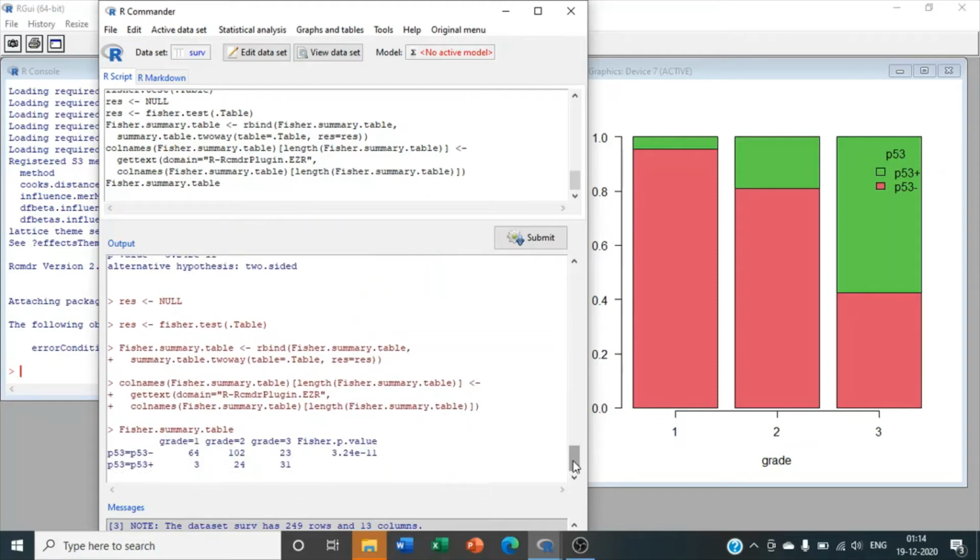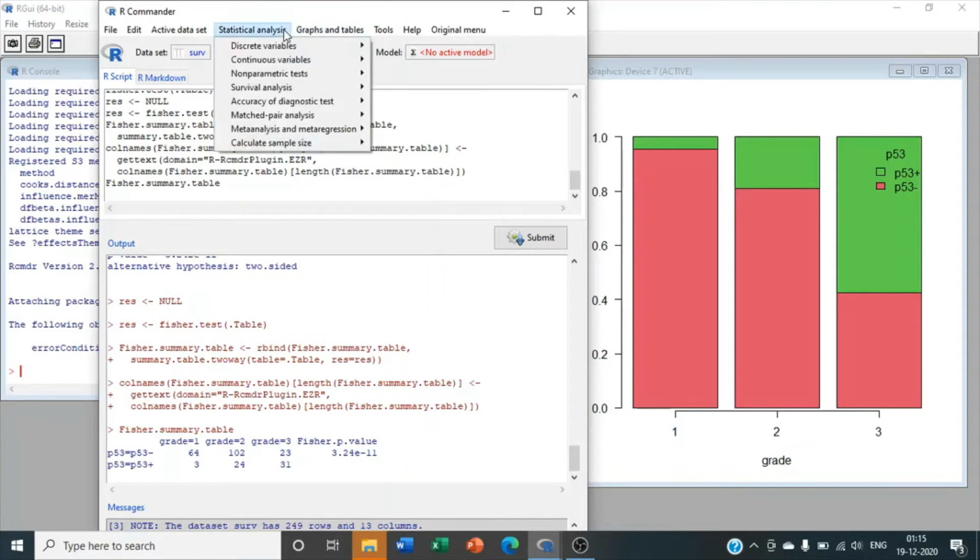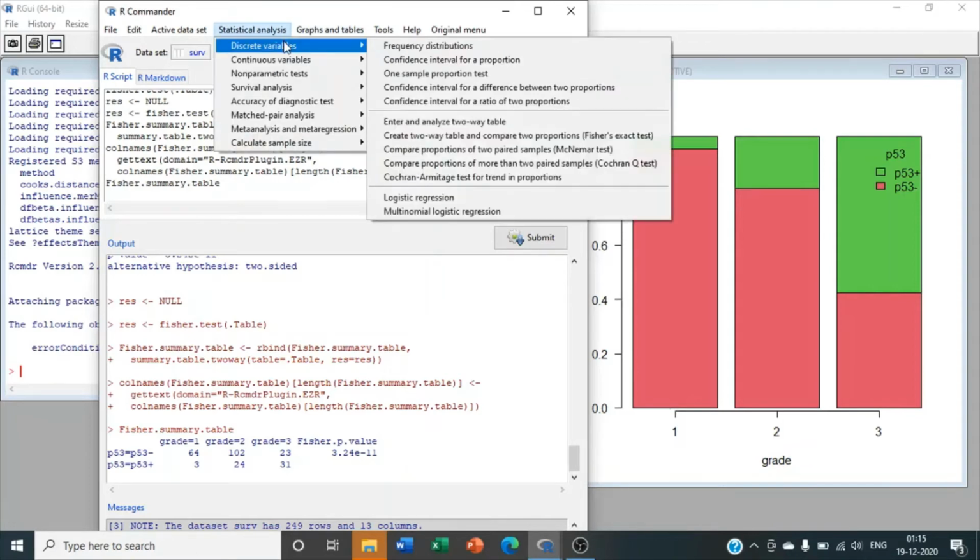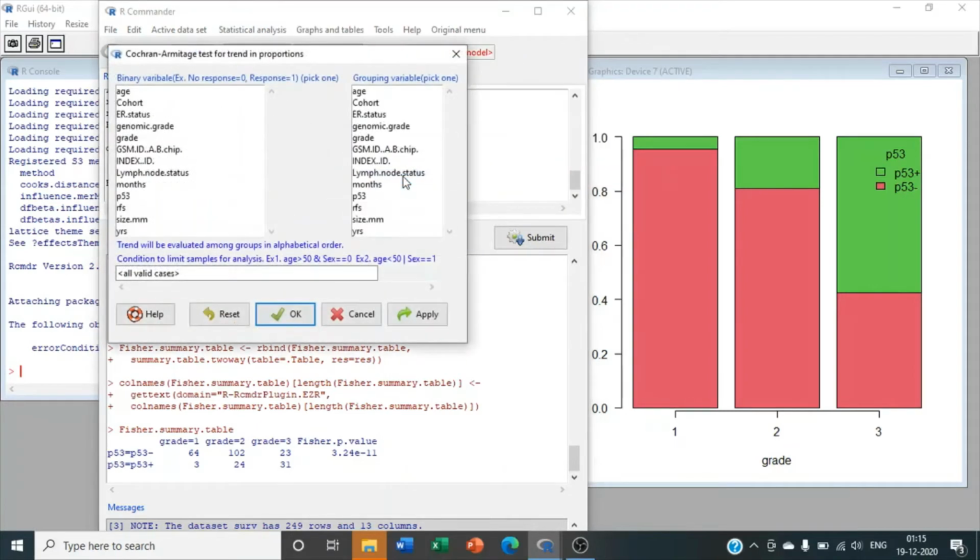Now, Fisher's test is valid for categorical variables, but we know that grade is actually ordered categorical. In order to increase the power, we would have been justified using another analysis. For discrete variables, you go down and there's a Cochran-Armitage test for trend in proportions. This is possibly a more appropriate test if one of the variables is ordered categorical.